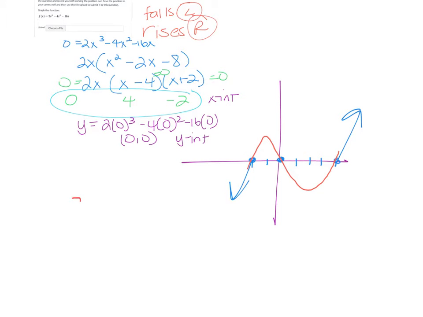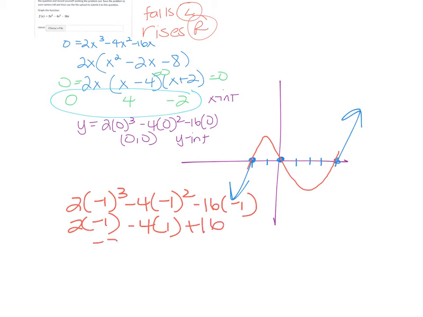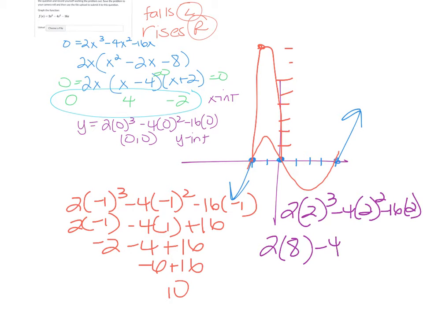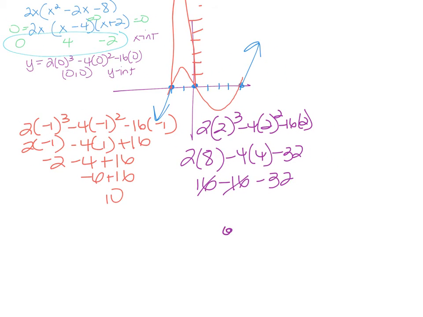I can plug in a negative 1. So 2 times negative 1 to the third minus 4 times negative 1 squared minus 16 times negative 1. I get 2 times negative 1 minus 4 times 1 plus 16, negative 2 minus 4 plus 16, negative 6 plus 16, which is 10. So this point should go all the way up here. It's not symmetric, so I also have to plug in a point from the other area. Let's say I pick 2: 2 times 2 cubed minus 4 times 2 squared minus 16 times 2, 2 times 8 minus 4 times 4 minus 32, 16 minus 16 minus 32. These cancel out and I get negative 32, which means this point is way down here.